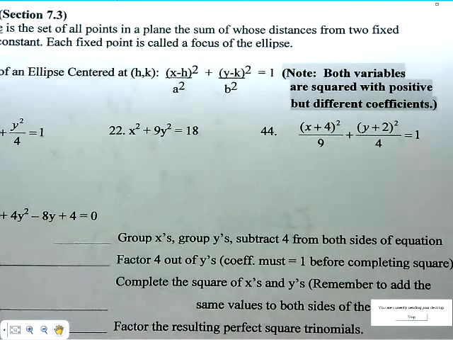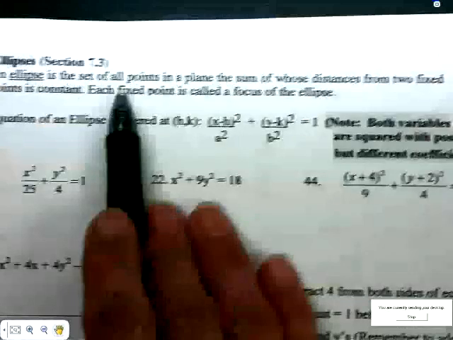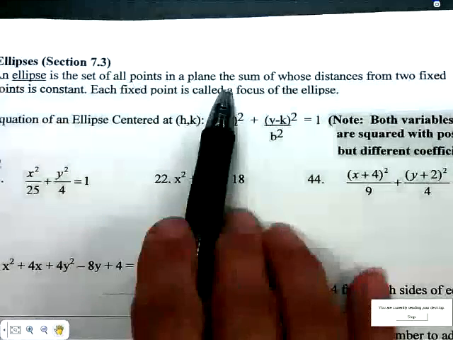Ellipses are like circles that somebody sat on. Oval would be a non-mathematical term for an ellipse, but you just don't go the same distance left and right as you do up and down, and that's why you get not a perfect circle, but rather an ellipse. An ellipse is the set of all points in a plane, the sum of whose distances from 2 points is constant.